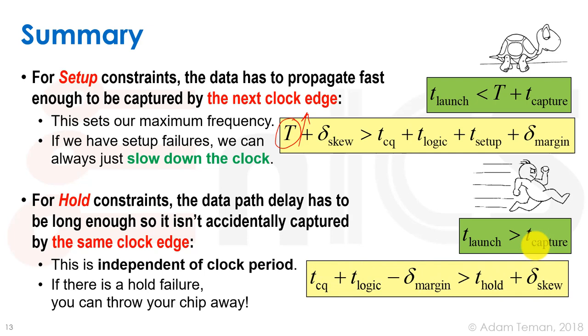The problem is that it's independent of the clock period. There is no big T in this equation. And since there is no big T here, we can't actually do anything after we have manufactured the chip to save it. In this case, if we have a hold failure, we have to throw that chip away.